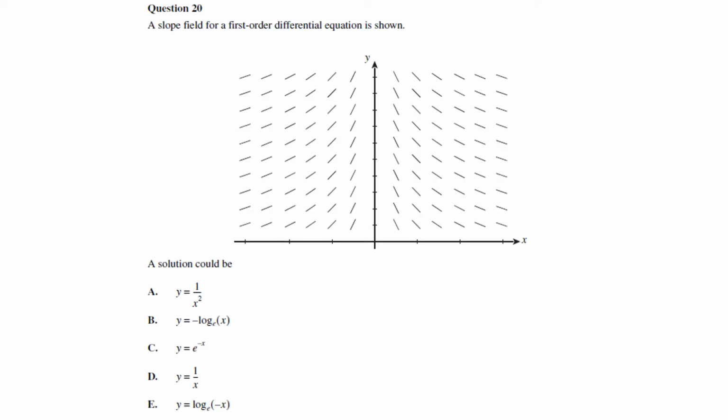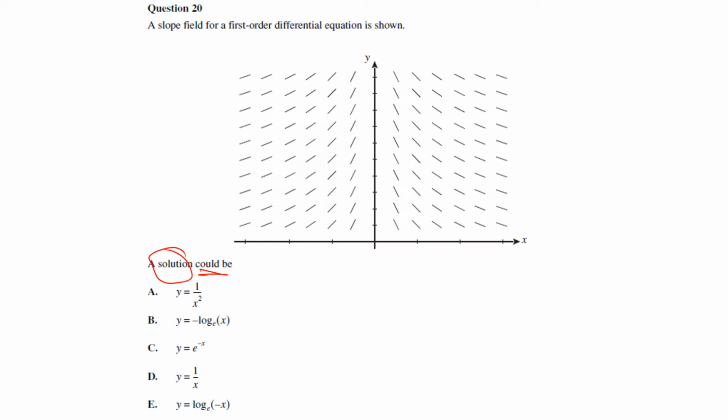Okay, here's one more of that easier brand of question, unlikely to get in 2018, but nevertheless, let's be prepared for it. A slope field for a first order DE is shown. A solution, that's the key word, a solution could be. So it's all about tracing a valid, viable path that matches the curve for one of those 5 options.